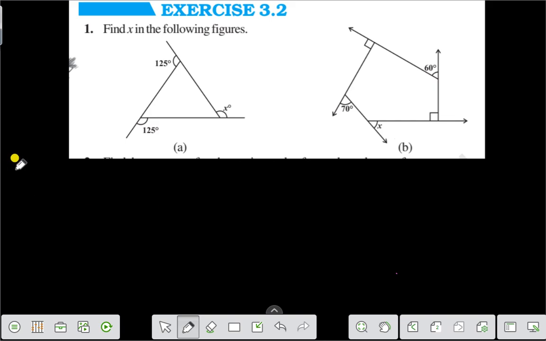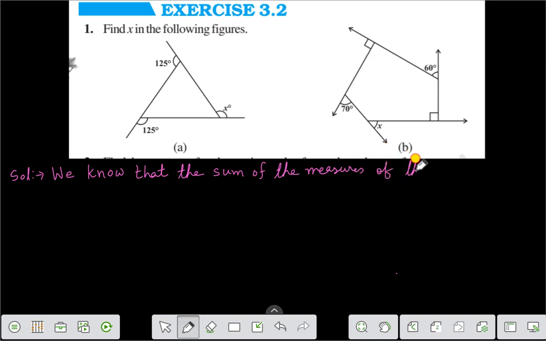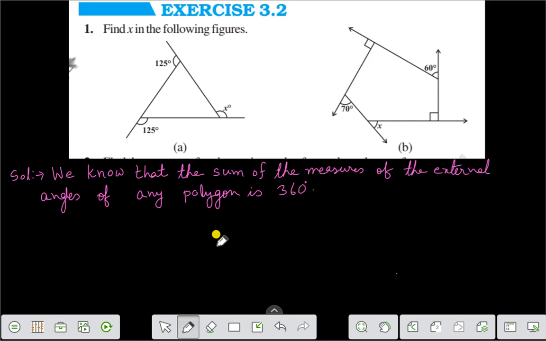First, we're writing the solution of question number B. We know that the sum of the measures of the external angles of any polygon is 360 degree. Therefore we'd find first this one.